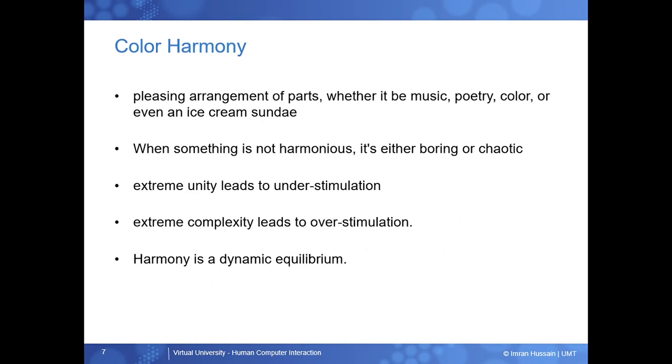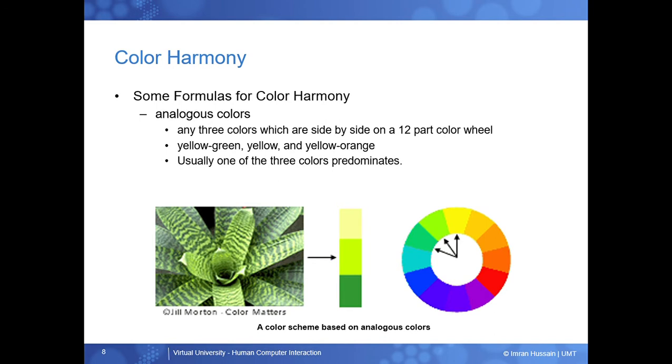So when we say color harmony, this is the pleasing arrangement of parts, whether it be by music, poetry, color, or even ice cream sundae. Keme. So when something is not harmonious, it's either boring or chaotic. Extreme unity leads to understimulation, extreme complexity leads to overstimulation. Therefore, you have to reach the dynamic equilibrium, and that is what we call harmony. So basically, color harmony, ito yung pagkakatugma-tugma ng mga kulay na paano mo sila dapat mapagsama-sama para maging harmonious yung itsura. Hindi yung basta nagdagdag-dagdag ka lang ng kulay dyan, sabog-sabog na siya.